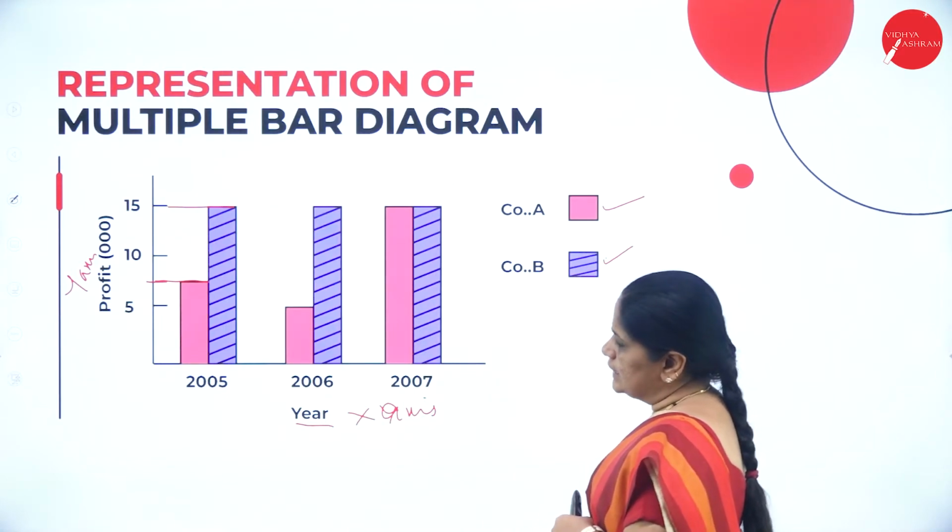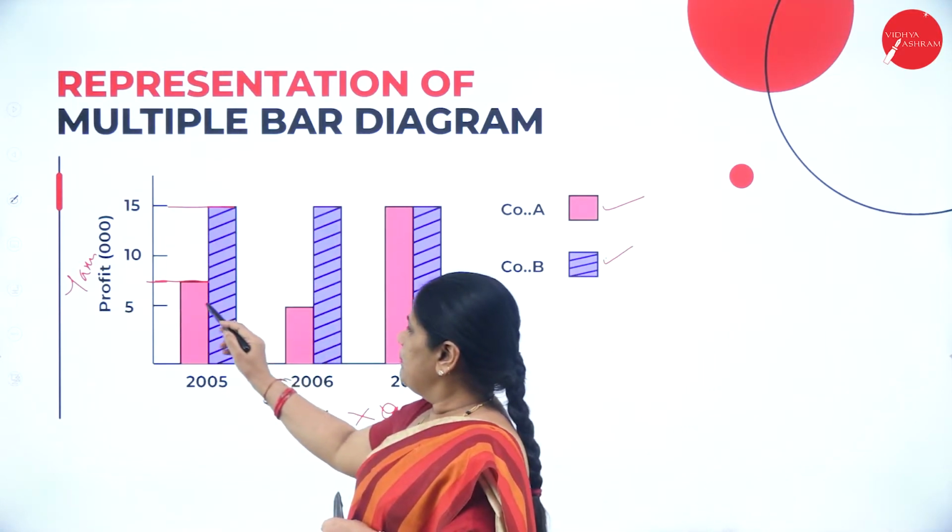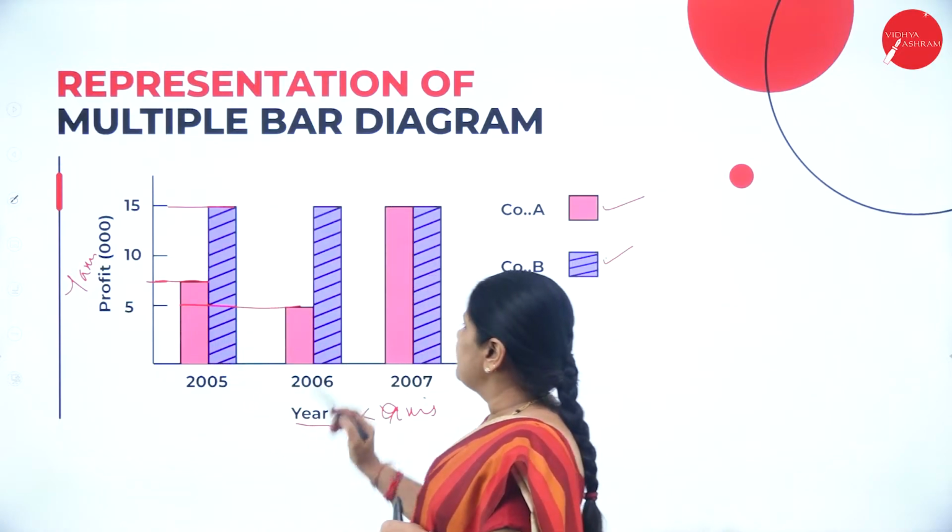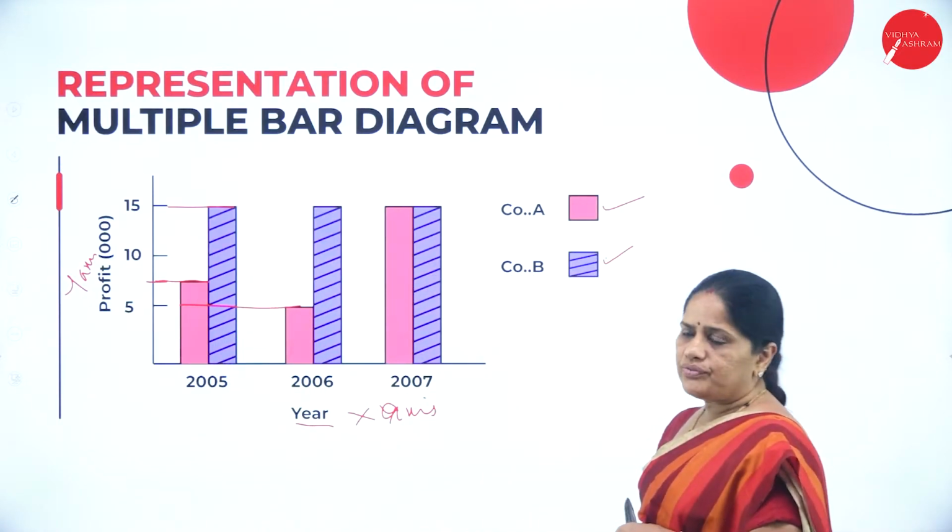Now, in the year 2006, company A's profits have dwindled. It has come to 5.